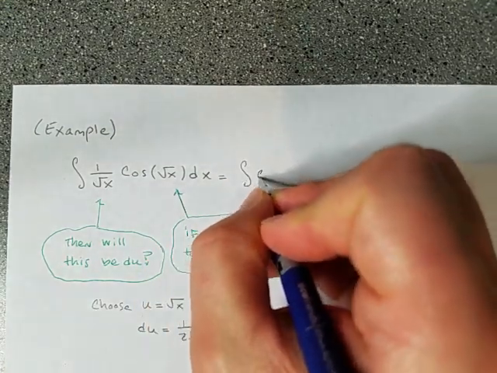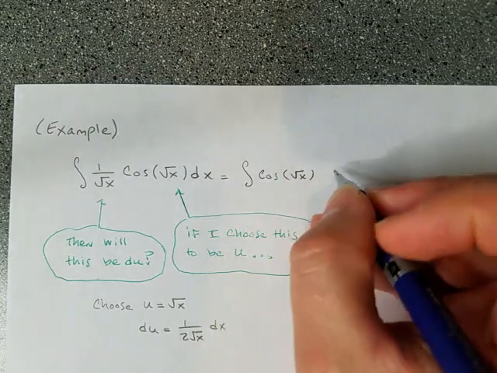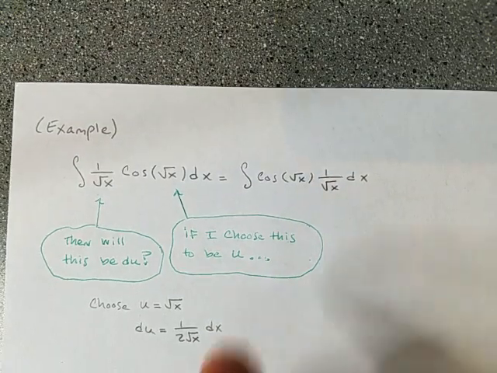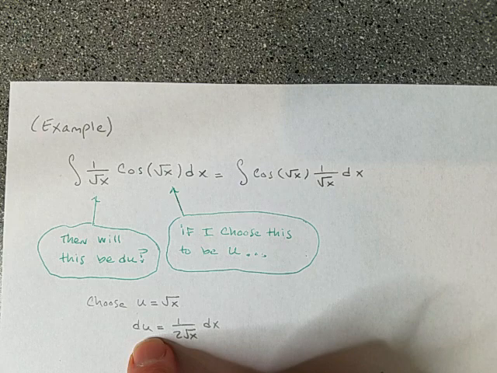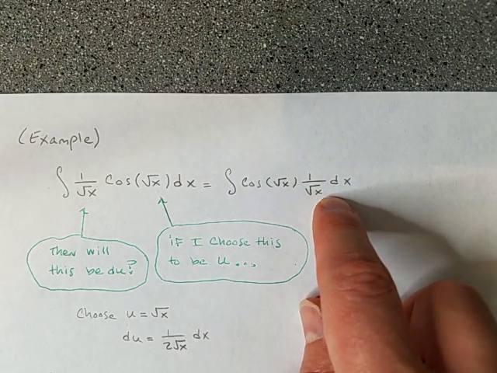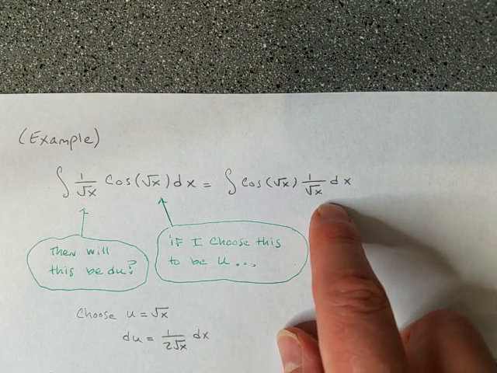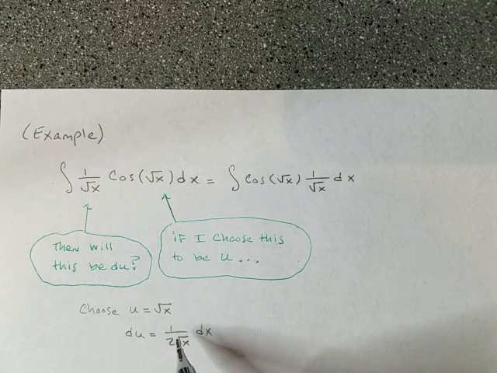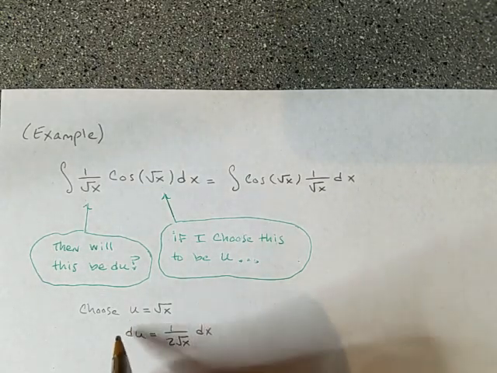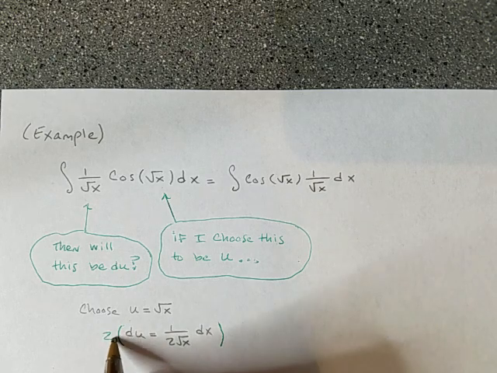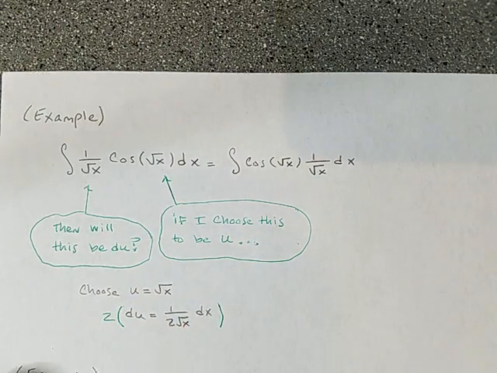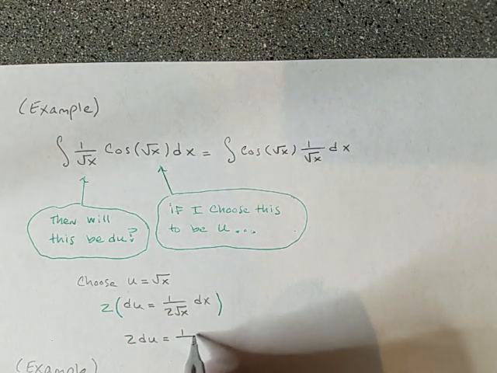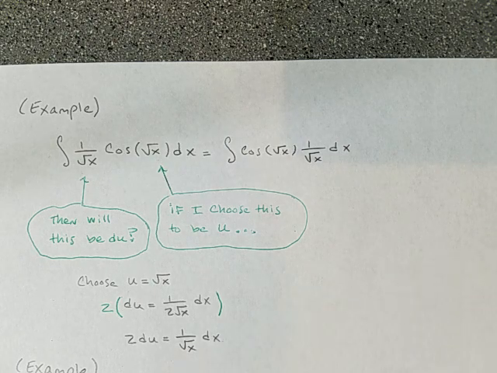It might help you to see like that. Okay, so there's u. We got that. Can you fit the du? Let's see. Do you see 1 over 2 root x dx? No, I don't see 1 over 2 root x. I see 1 over root x, but that's okay. We can do something with the 2. We'll multiply both sides by 2. Remember, we can treat this like an algebraic equation. So if I do that, I'll get 2 times du is 1 over root x dx.